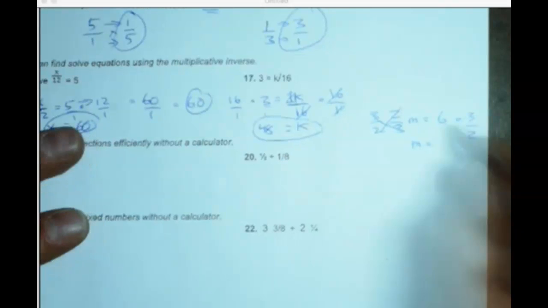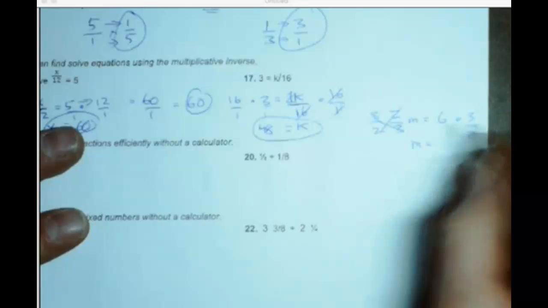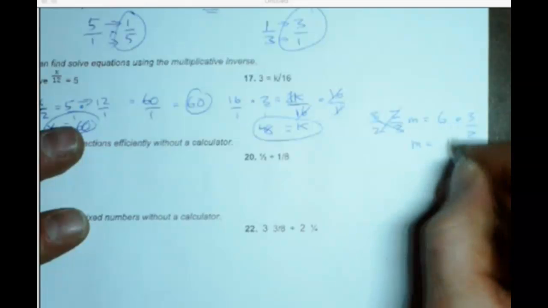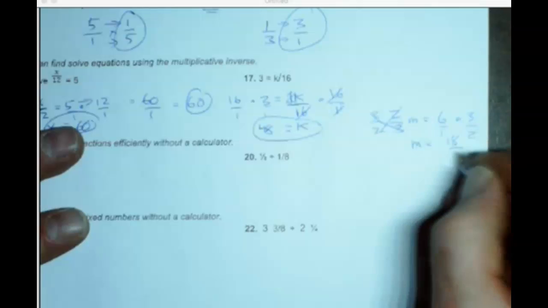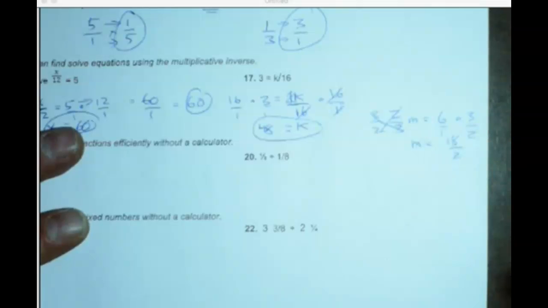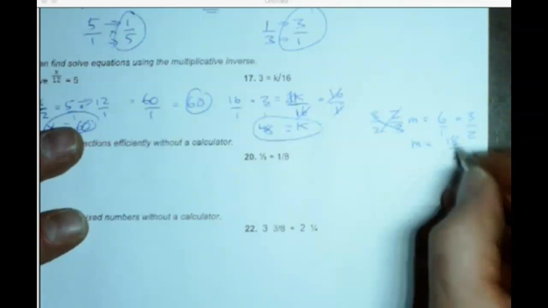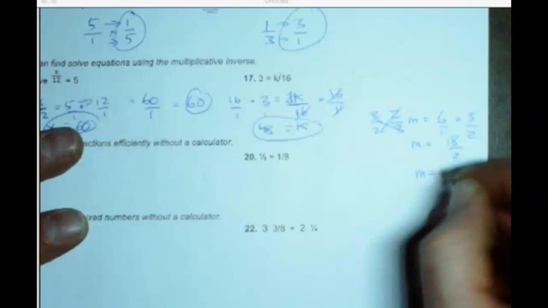Well, 6 times 3 here is going to give me 18. 1 times 2 is 2, so I have 18 over 2, or 18 divided by 2. 18 divided by 2 is 9, so m is just equal to 9 in that situation.